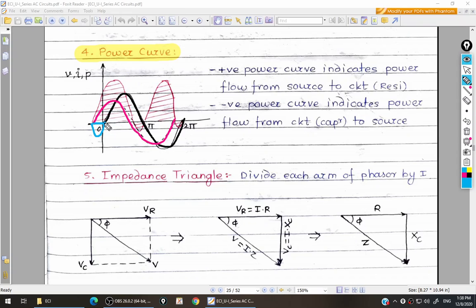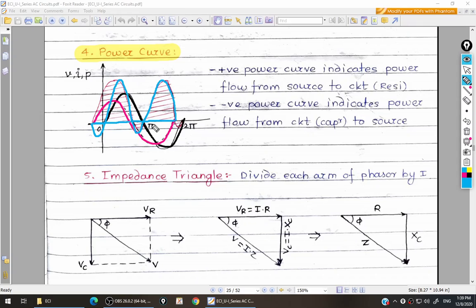From this area to this area, voltage and current both are positive, so your power curve is also positive like this. From this area to this area, voltage is positive but current is negative, so your power curve is also negative. From this time to this time, voltage and current both are negative, so negative multiplied by negative, you are getting power as positive. In this way you will get the power curve for RC circuit.